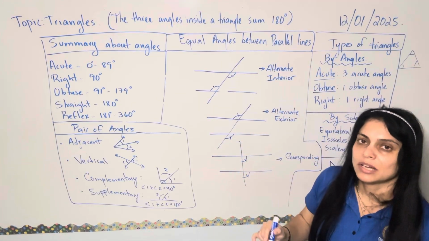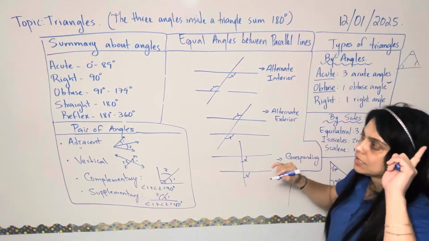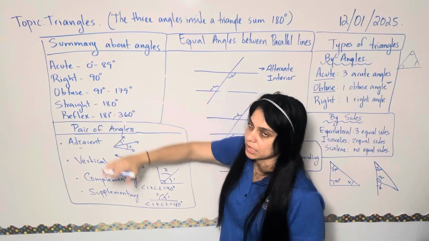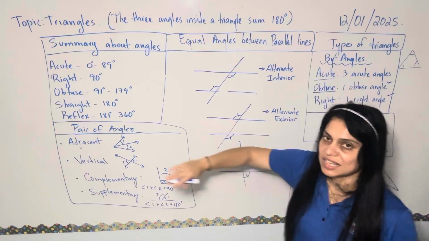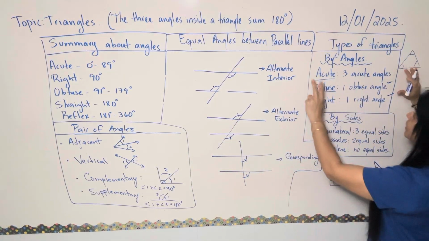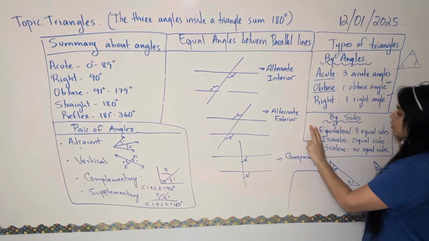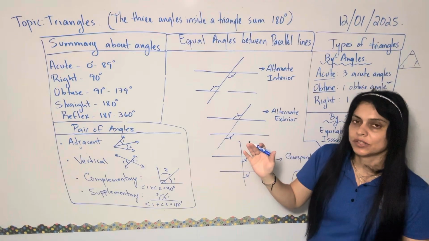So that's why we call it acute. If we are gonna call it obtuse, that means that at least one angle needs to be from 91 to 179. And if we call it right, it's because one of the angles inside this triangle is gonna be 90 degrees. That's how we classify triangles according to angles, but triangles could also be classified according to sides, depending on the measure of the sides.